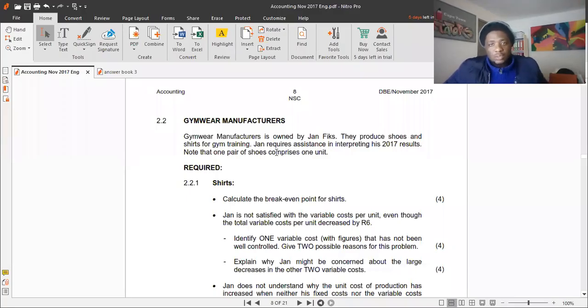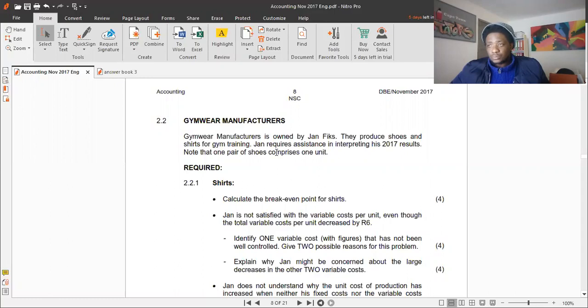Hey guys, welcome back. We are still doing question two of the November 2017 paper, which is on manufacturing. We are currently doing 2.2, where the business that we're preparing books for is gymwear manufacturers. The information given here is that gym manufacturers is owned by Jan Fix. They produce shoes and shirts for gym training. Jan requires assistance in interpreting his 2017 results. Note that one pair of shoes comprises one unit.